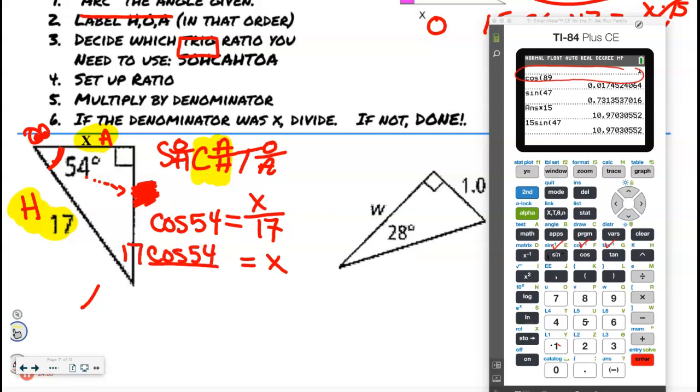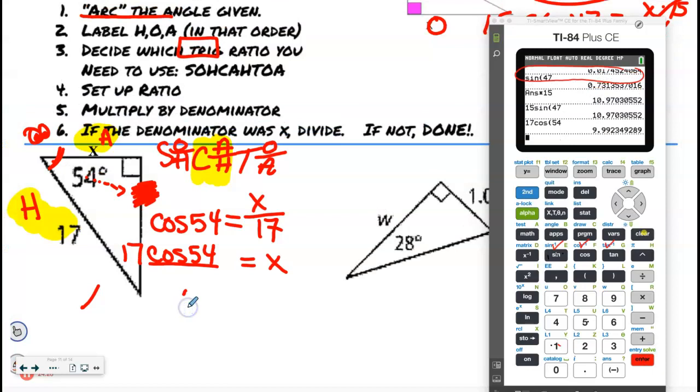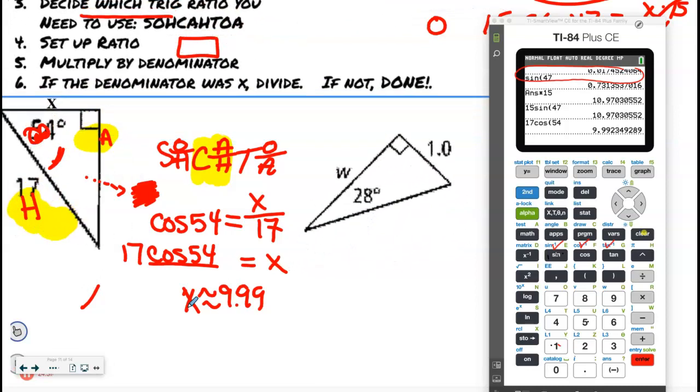This is a decimal. If your heart desires to go change it to a decimal, go ahead. But it's already programmed in your calculator. So it's already perfectly fine if you just go 17, and then you go cosine, and then you go 54, and then you go enter. Let's round that to the hundredths, and we'd say x is almost 10. It's about 9.99. All right? So let's go do our last one together.